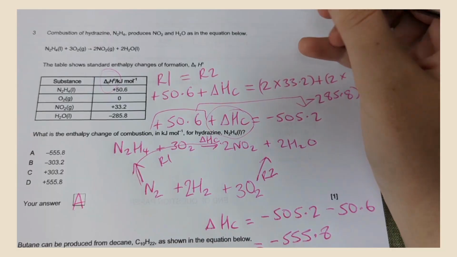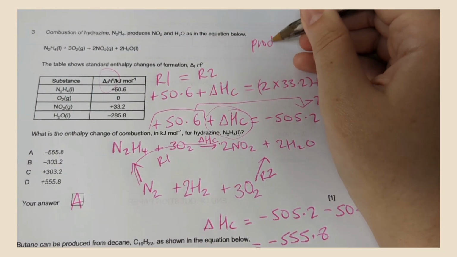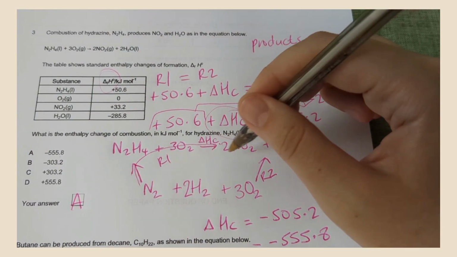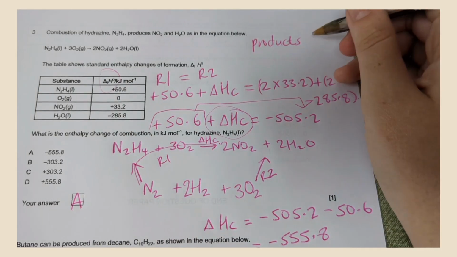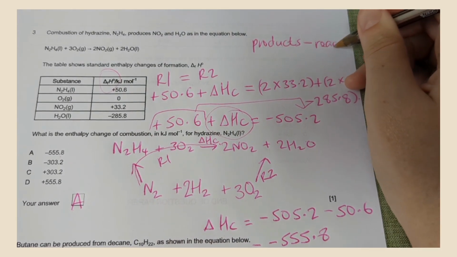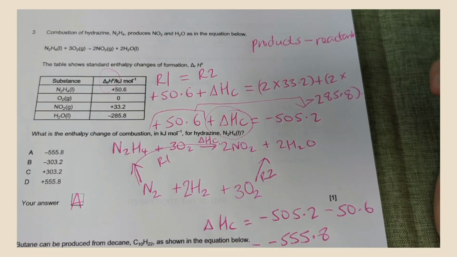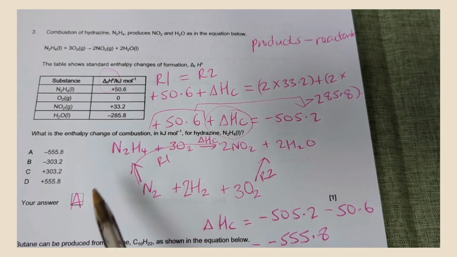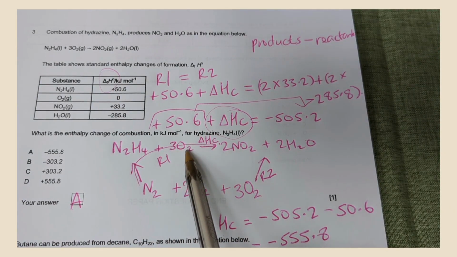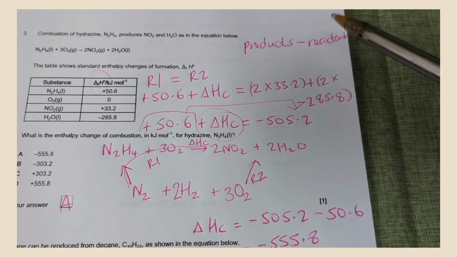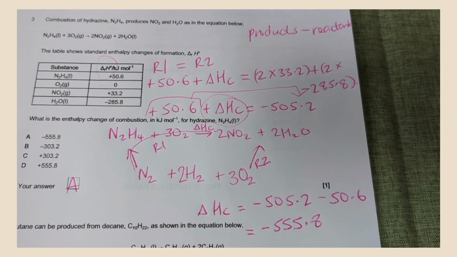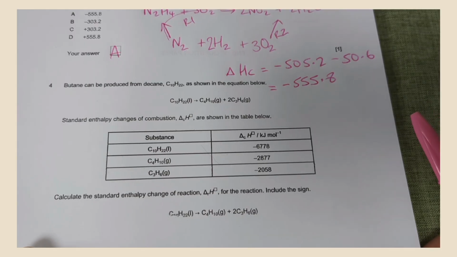So whenever we've got formation data, we can just do products. So 2 times NO2 plus 2 times the value for water minus reactants. So take away this hydrogen value and then the oxygen is 0. So if you did want to try that, have a go and you'll get exactly the same answer. Let's do another one then.